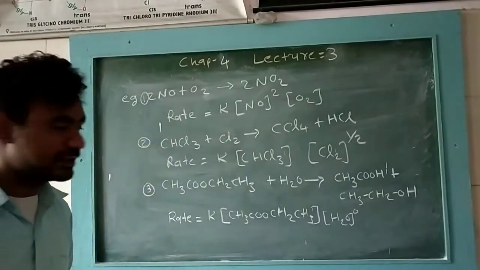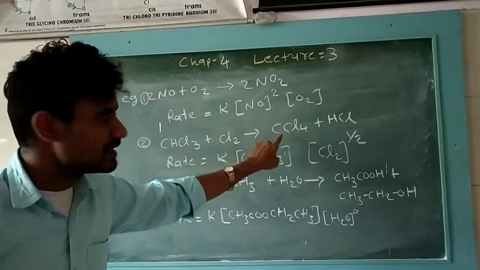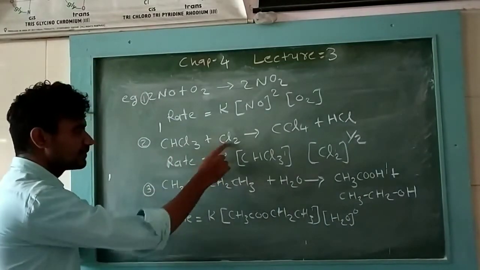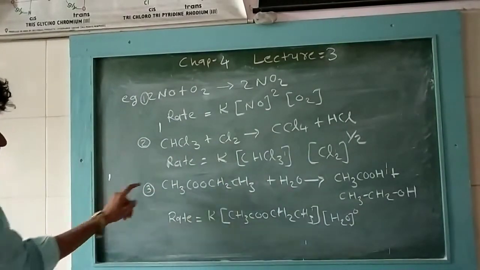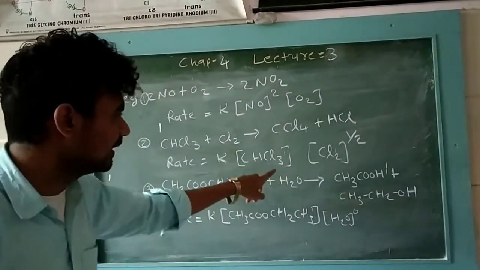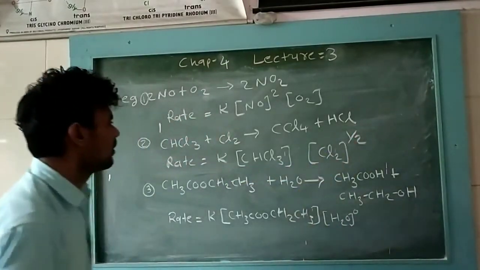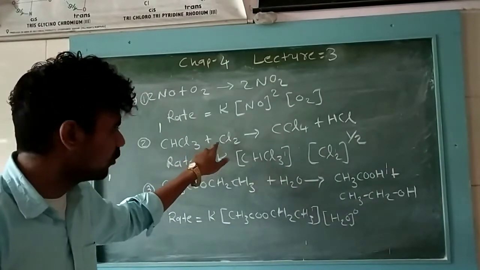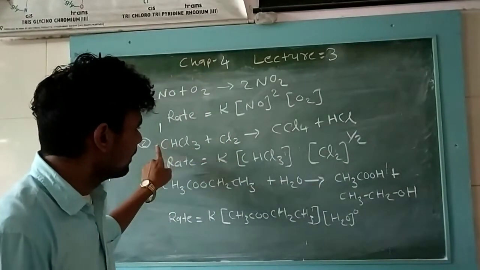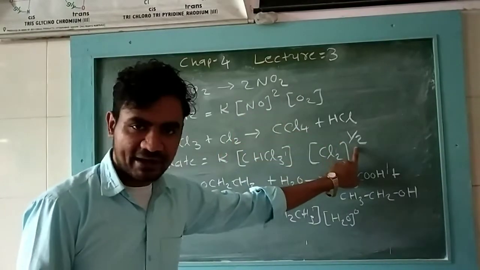But in the second reaction, you can see CHCl3 plus Cl2 gives CCl4 plus HCl. Now here two reactants are there, CHCl3 and Cl2. So rate of reaction is equal to K into concentration of CHCl3 into concentration of Cl2, and here the power is 1/2. Also the mole is 1 here, but the power is 1/2 here. So here the power of Cl2 is different from the mole.